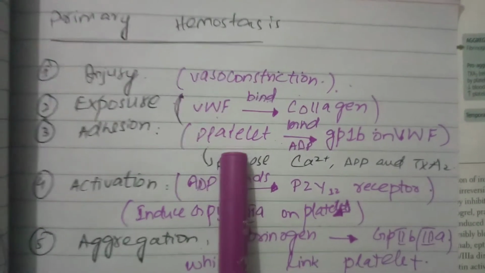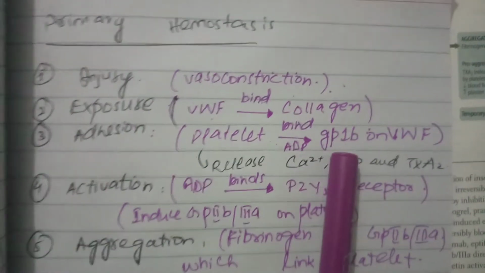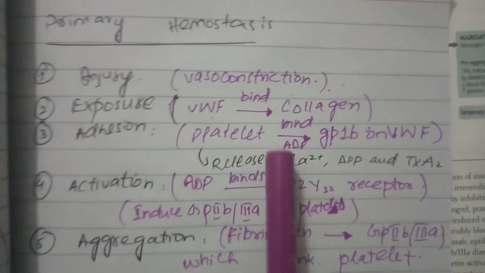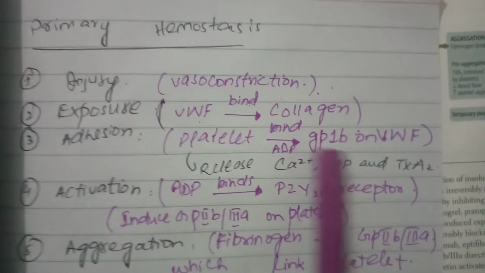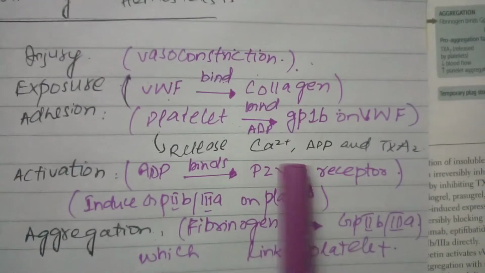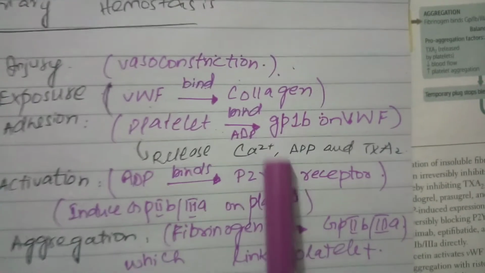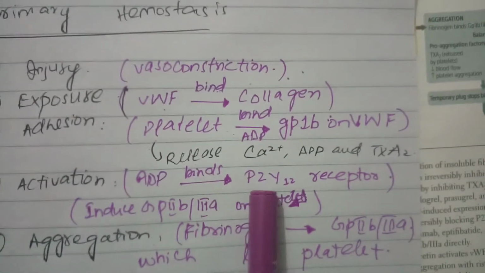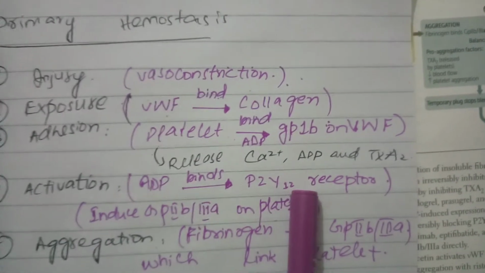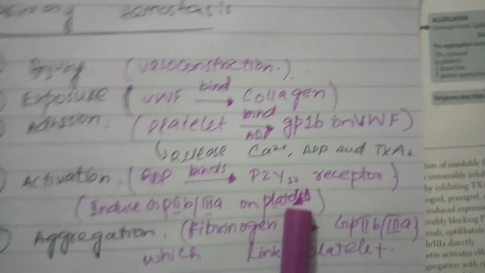Now the platelet, that is the police, P for platelet and P for police, comes and holds that rope, that means GP1B. So the platelet binds with GP1B with the help of the ADP. Now when the platelet holds the rope, or the police holds the rope, that police sends 3 signals or 3 messages: the calcium, the ATP, and thromboxane. Now what will that message do? That ATP will bind to the P2Y12 receptor, or you can say that message will be received by the receiver, or you can say by the other policemen.